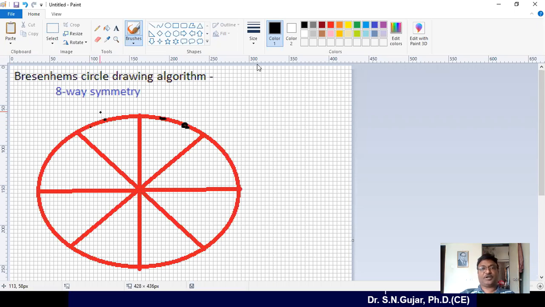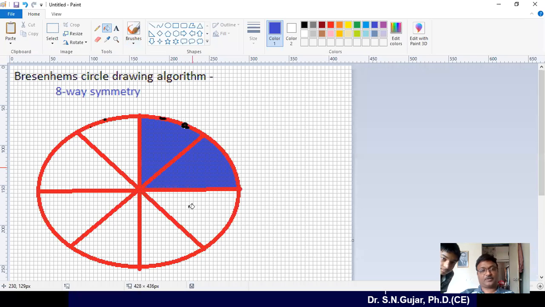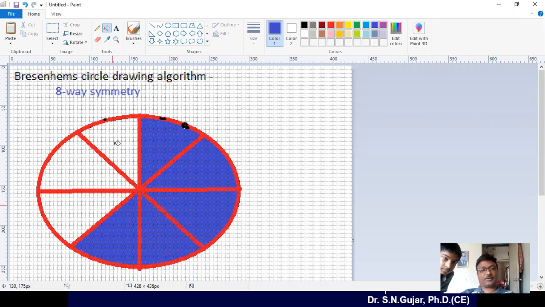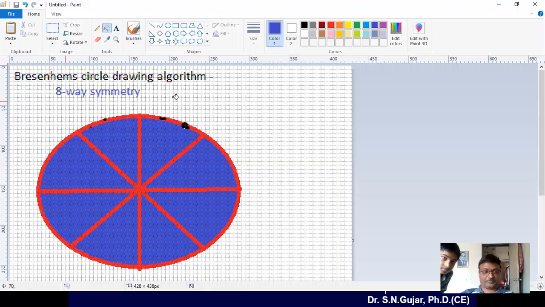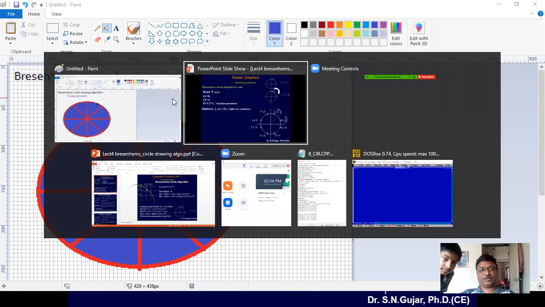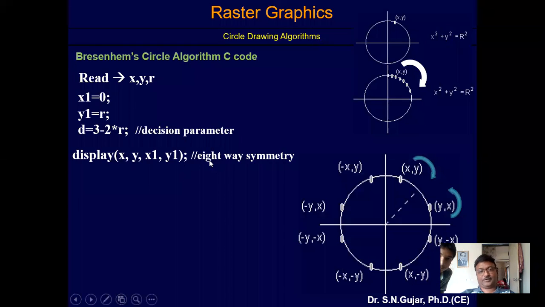Now, suppose you need to draw your circle. At that time you have to complete this part of the circle first, and then repeat this part for your 8 ways. This is the first, second, third, fourth, fifth, sixth, seventh, eighth. So that's why it's called 8-way symmetry. Now what I am using over here, the display function, is nothing but 8-way symmetry. So that's why I have divided this point. So the circle is going to be drawn like this from the x position and this is the y, x position.